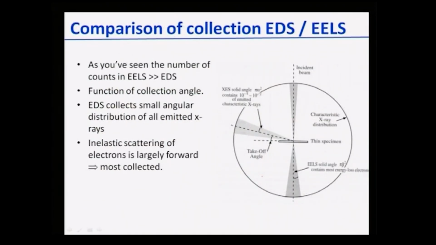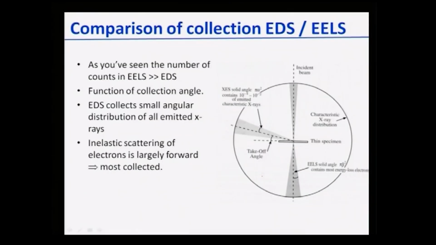Well, after giving you band structure and ELNES, or the energy loss near edge structures, let us compare EDS with EELS. There are many comparisons for EDS and EELS. I will give you a chart also at the end of this lecture. EELS is much more superior, quantitatively and qualitatively, than EDS. That is what you will be taught by different books. As you have seen, the number of counts in EELS is very, very large as compared to EDS, first of all.